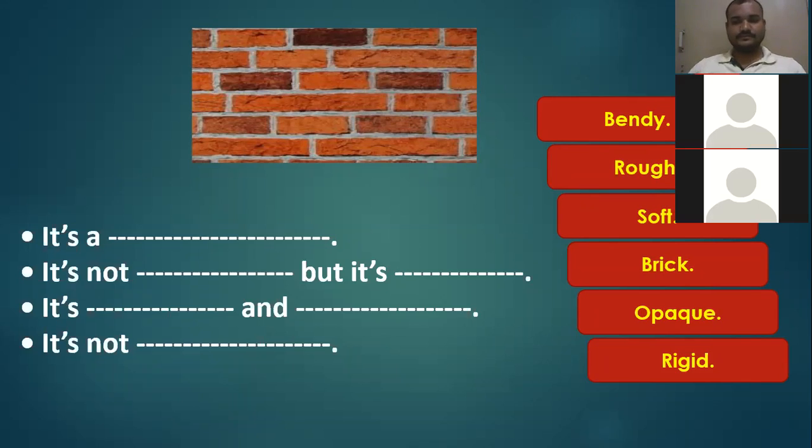It's a brick, a brick. No, it's a bendy. It's a rock. Second one: it's not soft, but it's rough. It's not rigid, opaque. So first one is, wait a second, I'll try to write the answers here. So what's the first one? It's a brick, right?